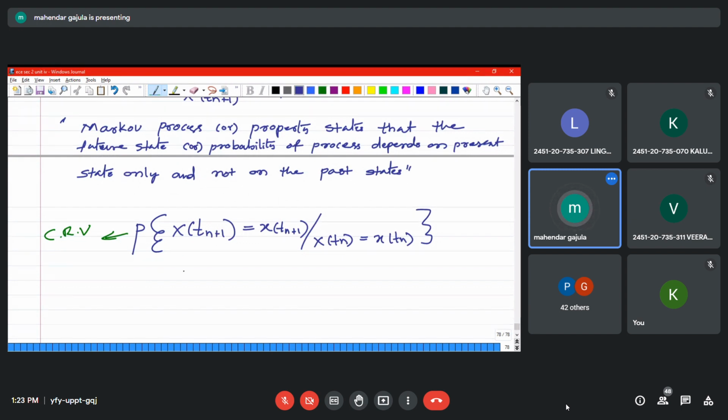And the second one, X(n plus 1) equals j, given X(n) is equal to i. This is also the same thing, but this is for discrete random variables. I have written the statement as a conditional event and probability of conditional event. Okay, with this, the subject is over.